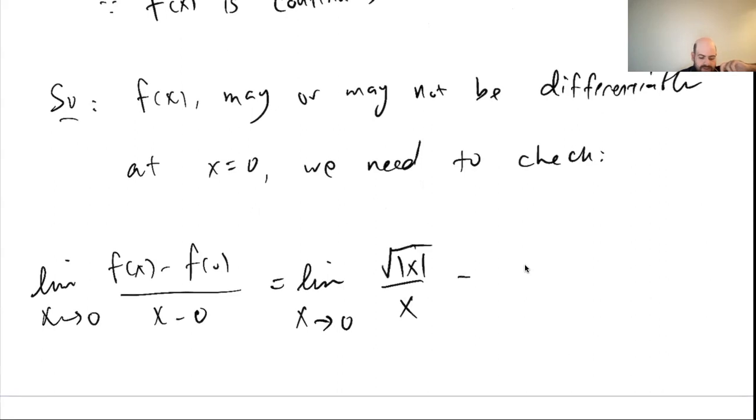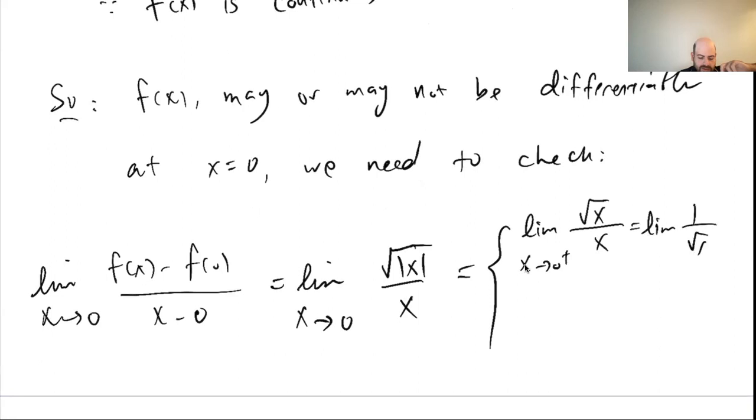Now, if x is bigger than 0, then we have limit root x over x, x approaches 0 from right. And this is limit 1 over root x, x approaches 0 from right. And this is 1 over 0 plus, the answer is plus infinity. So the right limit is plus infinity.